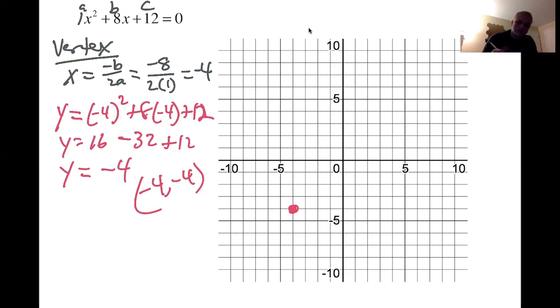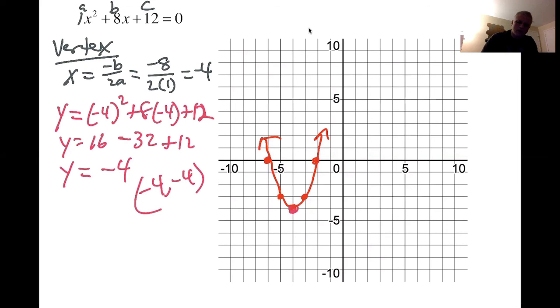Next step, we're going to graph the 4 other points. Because we have this form that we've been working with, we can go from the vertex: right 1, up 1, left 1, up 1, right 2, up 4, left 2, up 4. Put a nice smooth curve through our points. Now we look at where the x-intercepts are. The x-intercepts are our roots. The roots are the solutions to your problem.